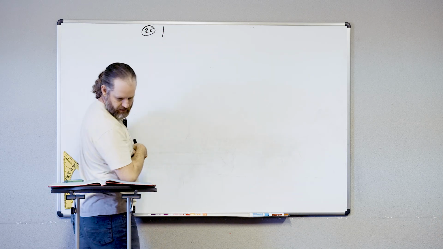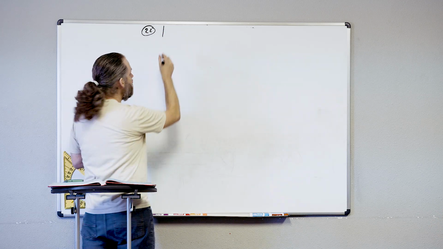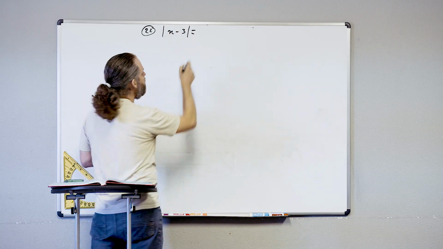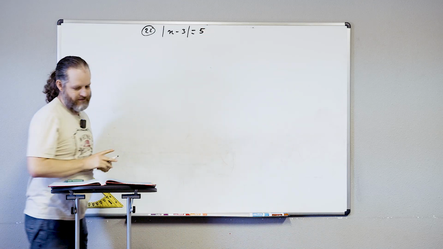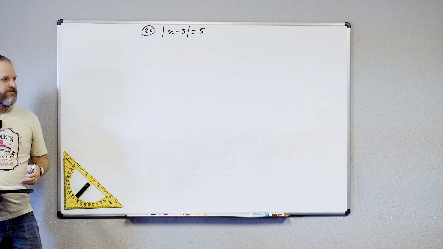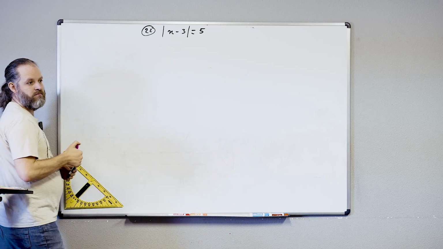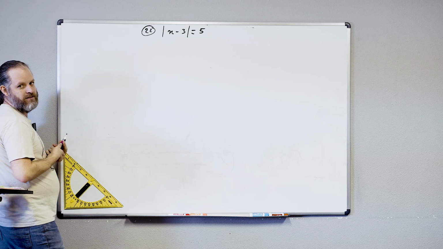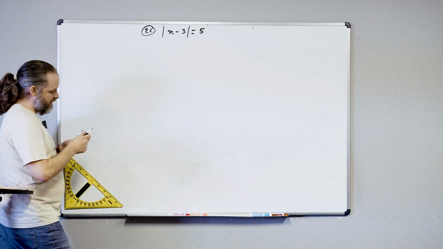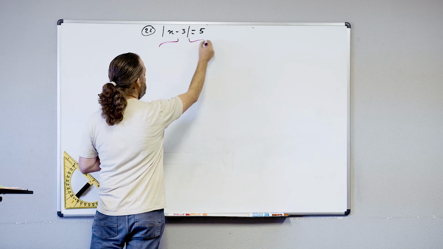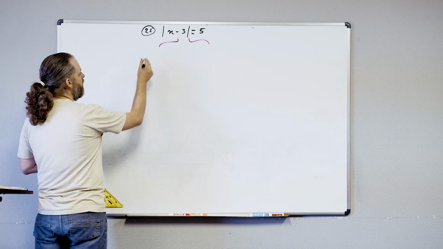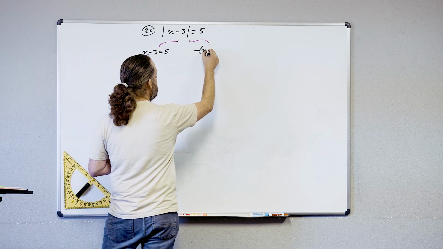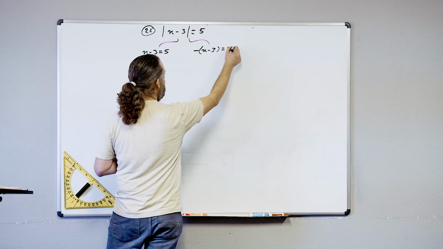The absolute value of n minus 3 equals 5. All right. What do we do? What's step 1? No, we can't add 3 yet. We got to deal with the absolute value. Yeah, we got to split it into the positive one and the negative one, right? So we got to split it into n minus 3 equals 5 and negative (n minus 3) equals 5, right?